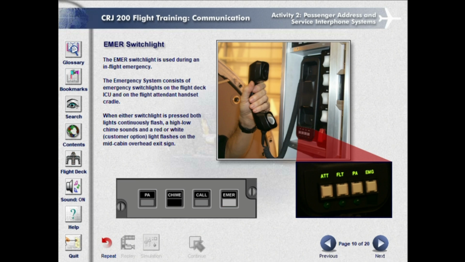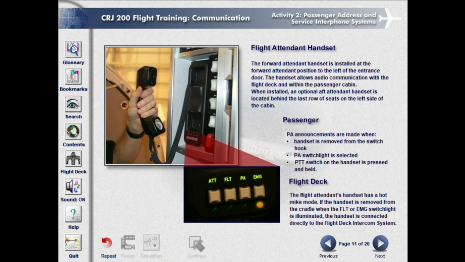Flight attendant handset. The forward attendant handset is installed at the forward attendant position to the left of the entrance door. The handset allows audio communication with the flight deck and within the passenger cabin. When installed, an optional aft attendant handset is located behind the last row of seats on the left side of the cabin.